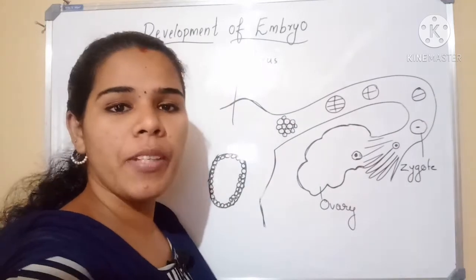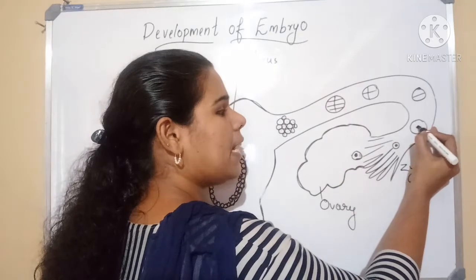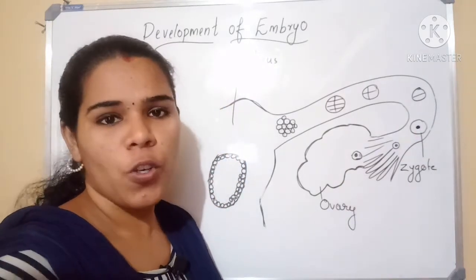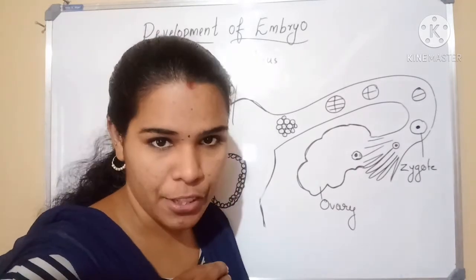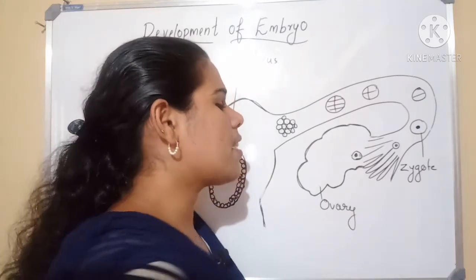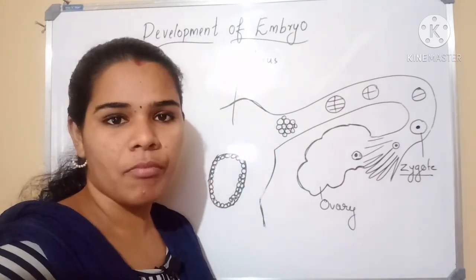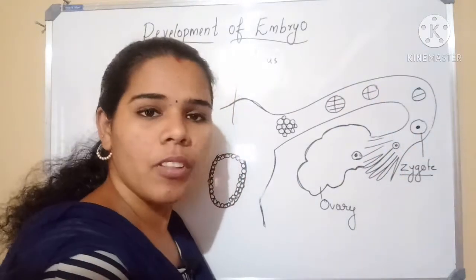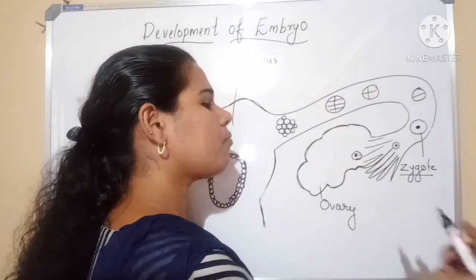So zygote means a cell containing the male gamete nucleus and female gamete nucleus. The fusion of male and female gamete is called fertilization. After the fertilization, the first stage is called zygote. So fertilization occurs at the oviduct. And gradually what happened?